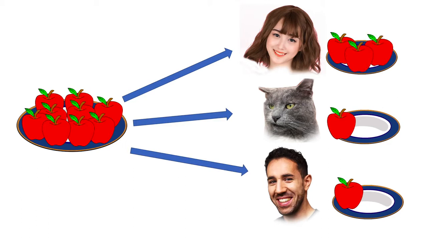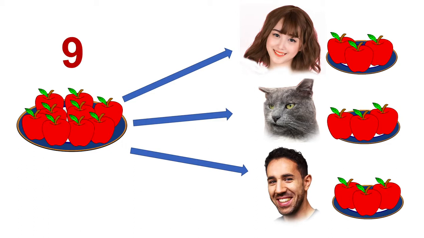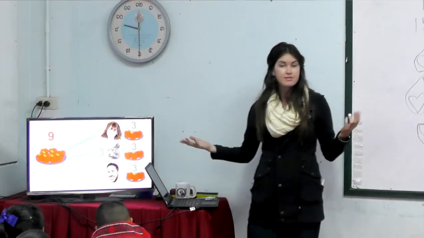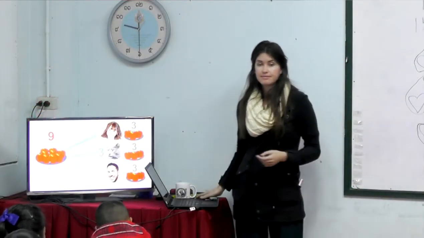Good. Does everybody have the same amount of apples? The same number? Yep. We started with 9. Shared them with 3 friends. Everybody gets 3 apples. How can we write this with our division sign?